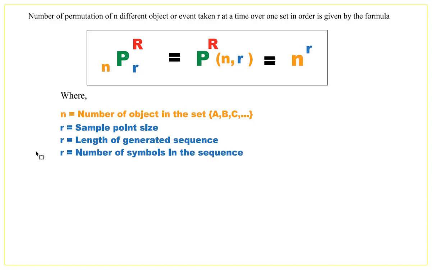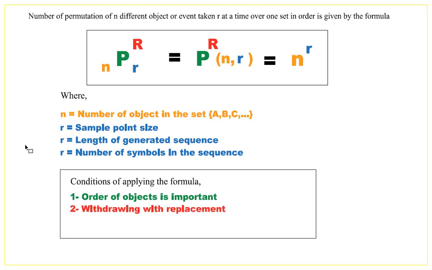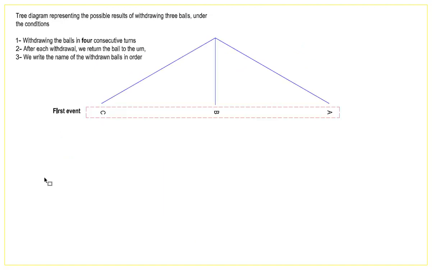And now we need to know the conditions according to which we can apply this formula. We have 3 conditions: order, replacement, and r may be 1 or 2 or 3 or n or a number bigger than n. So r is a natural number starting from 1 and going to infinity. So is it really possible for r to be bigger than n? Or in other words, is it possible for the generated sequence to have bigger length than the number of objects generating this sequence? Let's have a look at this tree diagram.